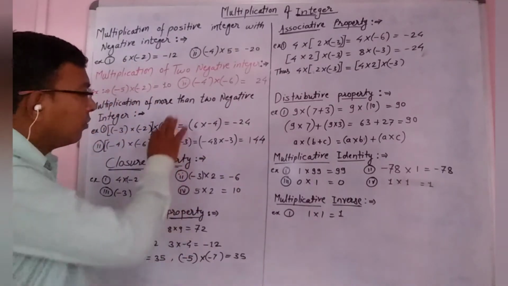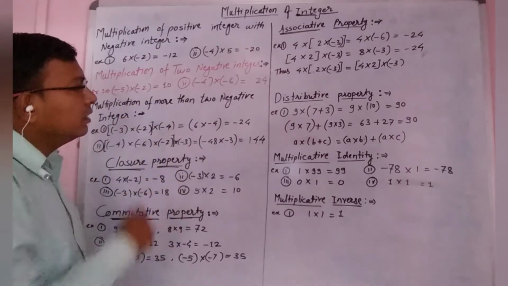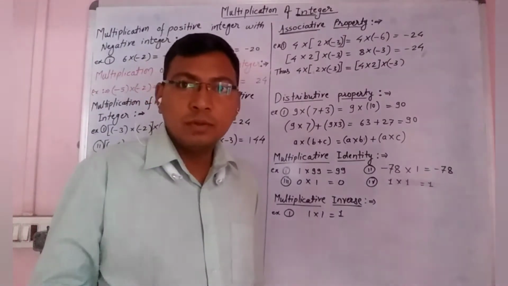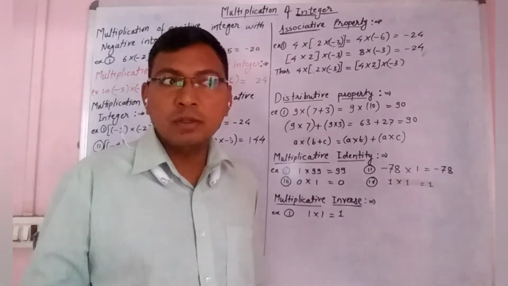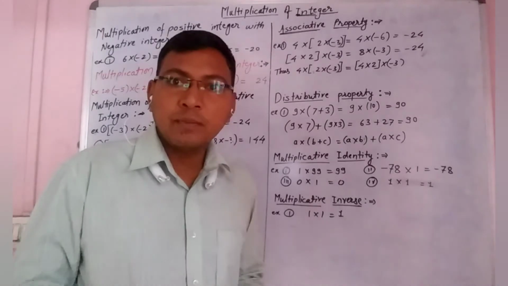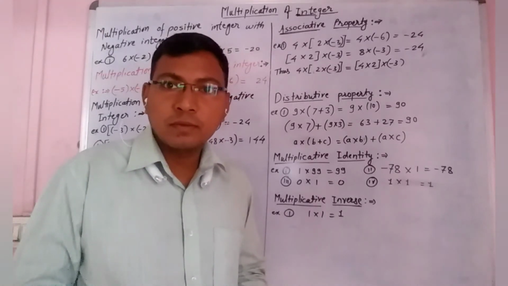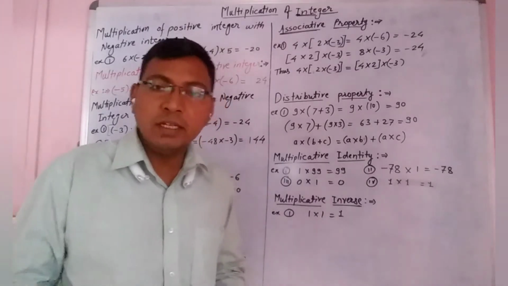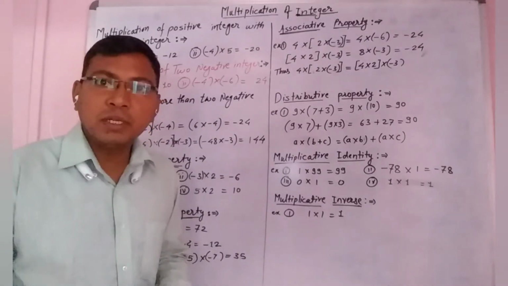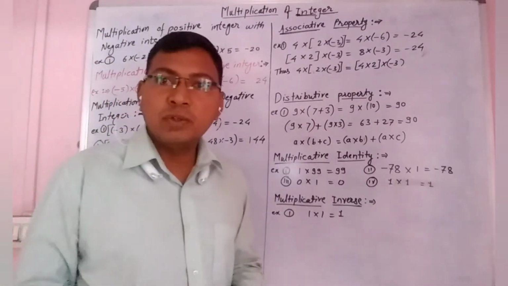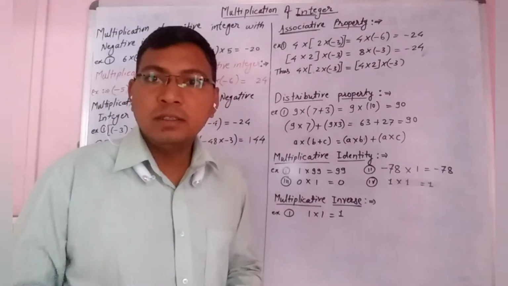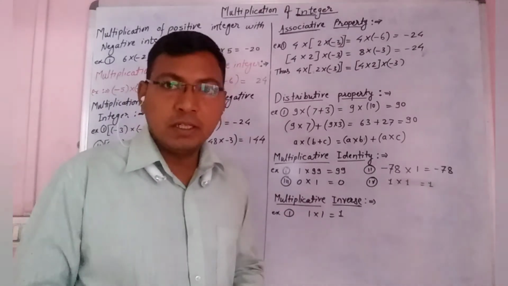From the above examples, we conclude that when we multiply two or more negative integers, if we take an even number of integers, the product will be positive. And when an odd number is multiplied, the product will be negative.